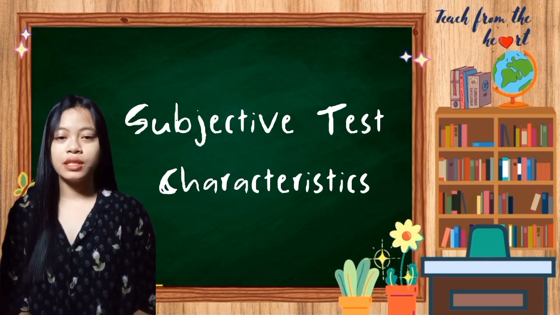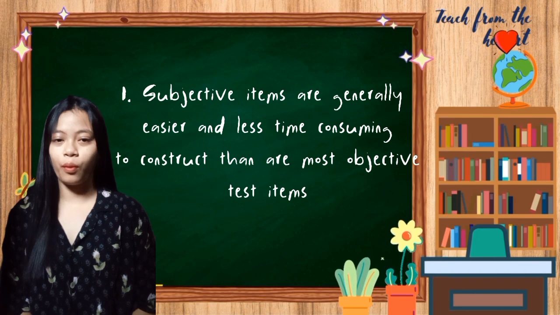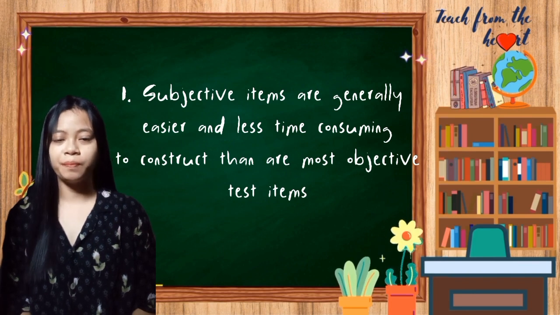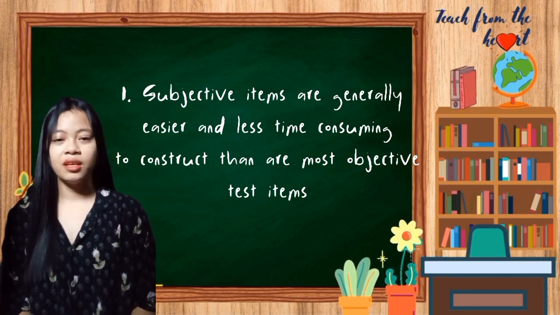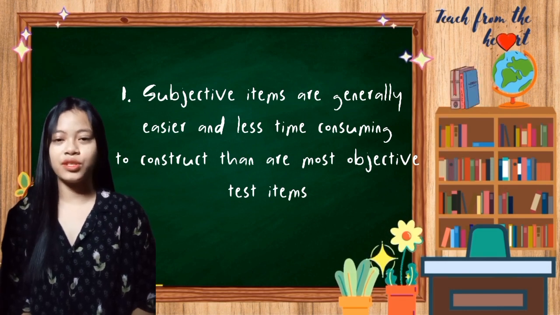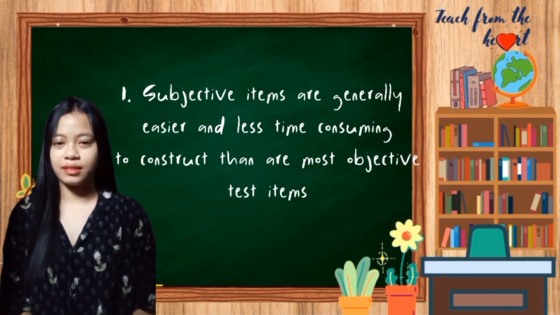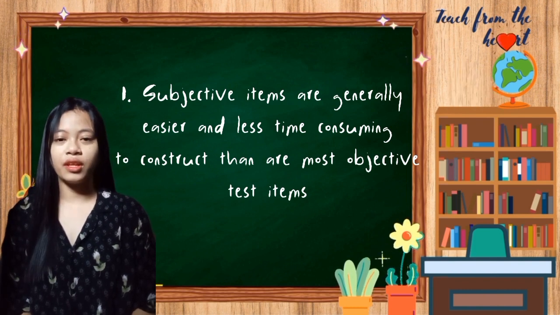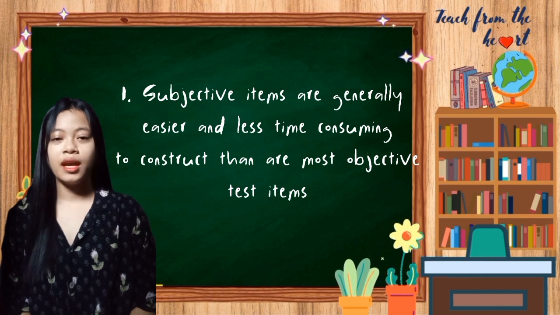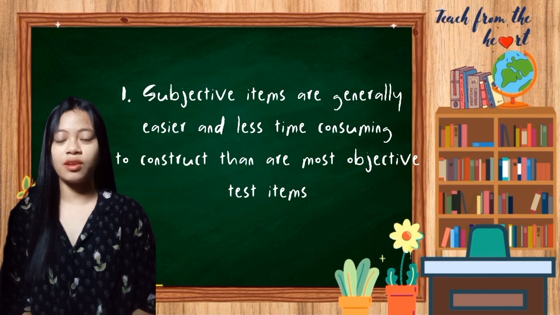So first, subjective items are generally easier and less time-consuming to construct than most objective test items. So it means that subjective tests are tests where students are asked to give an argument about a prompt and support it with evidence. Subjective tests often use questions like short answers, questions that require a brief explanation of a term.